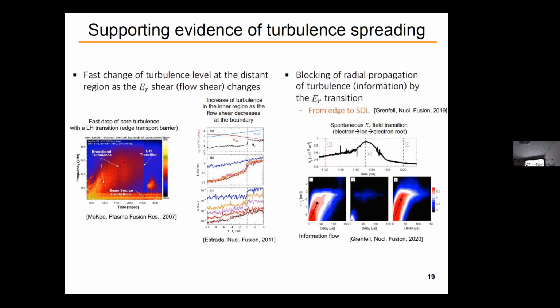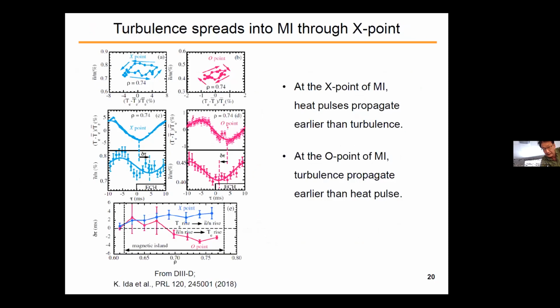I made this diagram before I listened to Carlos's talk. So this was already explained between electron root and ion root, ER structure and turbulence spreading changes. And this is one of the main motivations for our work.